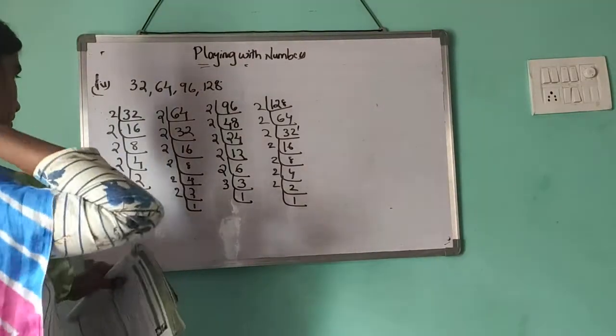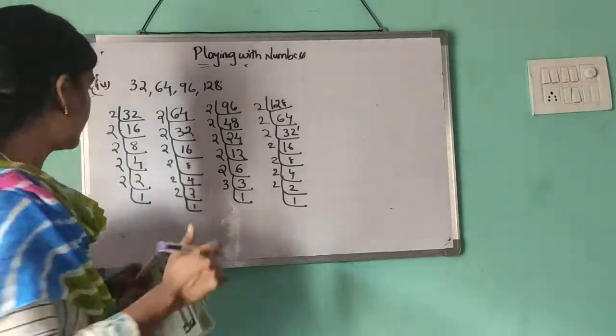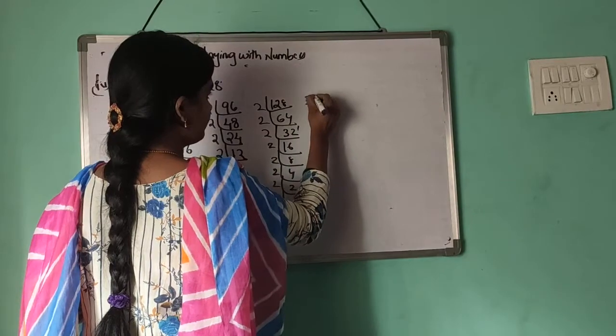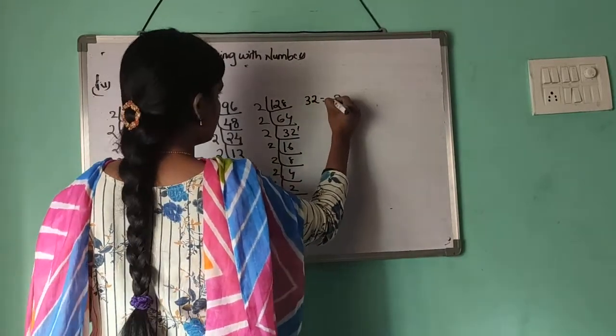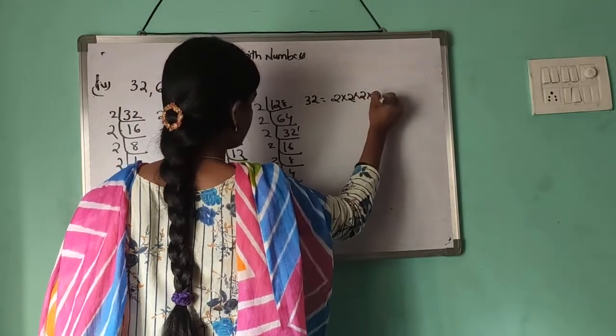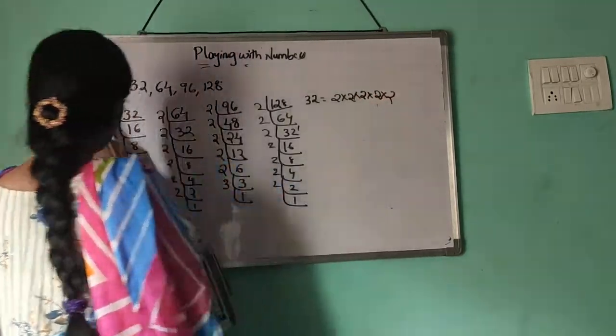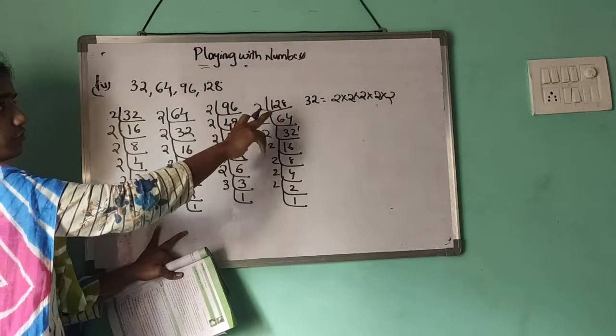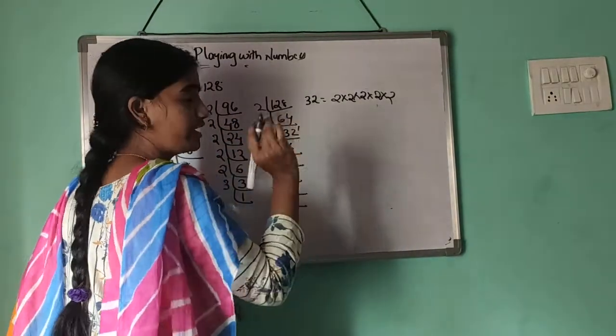In this, write the HCF clearly. What is the HCF of 32? 2 into 2 into 2 into 2 into 2. 1, 2, 3, 4, 5. So 5 2s.